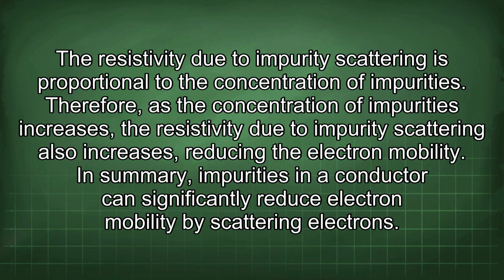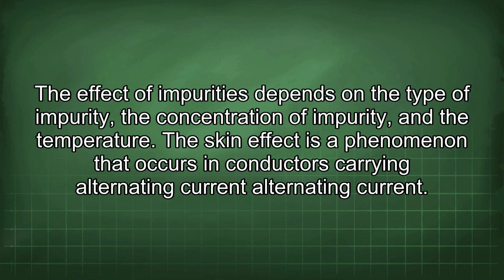The resistivity due to impurity scattering is proportional to the concentration of impurities. Therefore, as the concentration of impurities increases, the resistivity due to impurity scattering also increases, reducing the electron mobility. In summary, impurities in a conductor can significantly reduce electron mobility by scattering electrons. The effect of impurities depends on the type of impurity, the concentration of impurity, and the temperature.